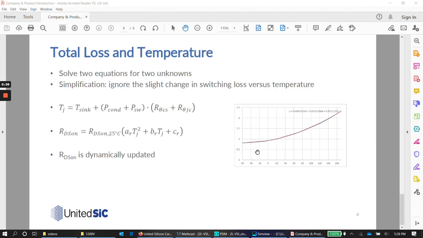And we have losses versus temperature. Here we take into account the temperature dependence of RDS(on) with temperature, and we put that into the equation for temperature rise based on power loss. So RDS(on) is dynamically updated as you use the calculator.